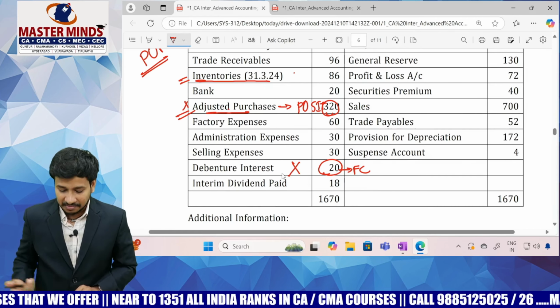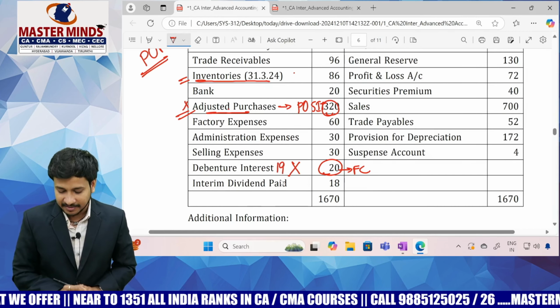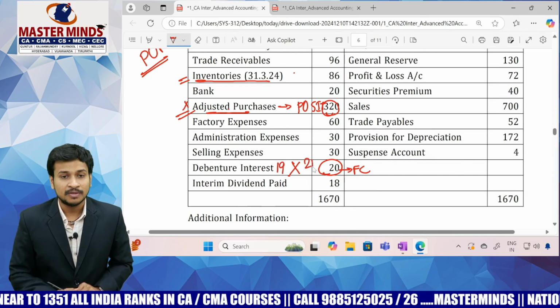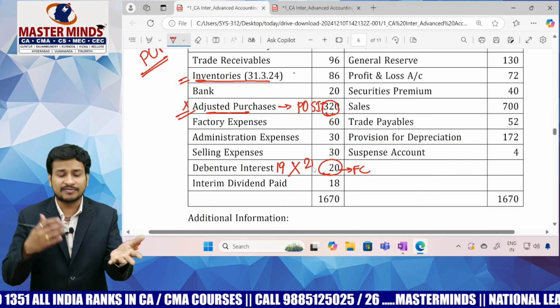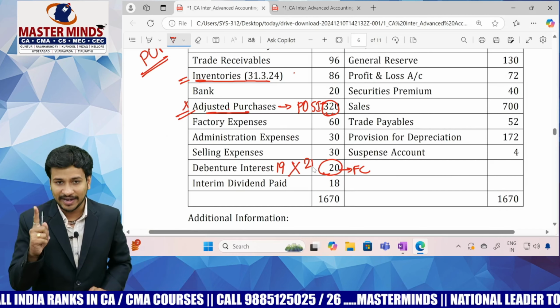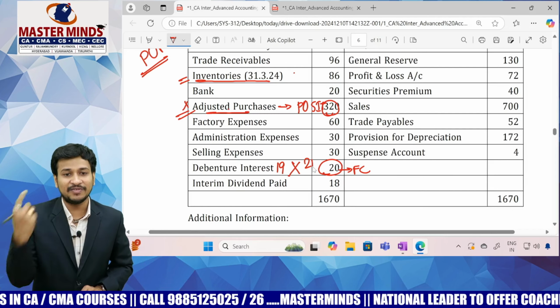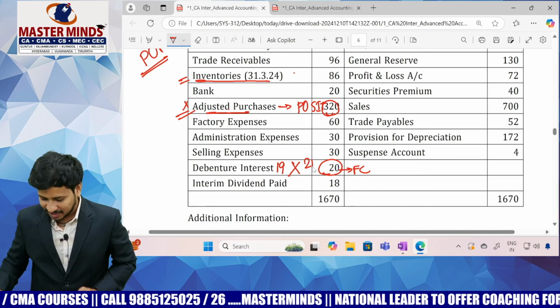Why? Because sometimes you might be provided only with 19. Sometimes you might be provided only with 21 or 22. Then what problem is there, sir? We'll take 19 and 21. Wait, that is wrong. Even when 19 is given, you're supposed to take 20. Even when 21 is given, you're supposed to take 20.